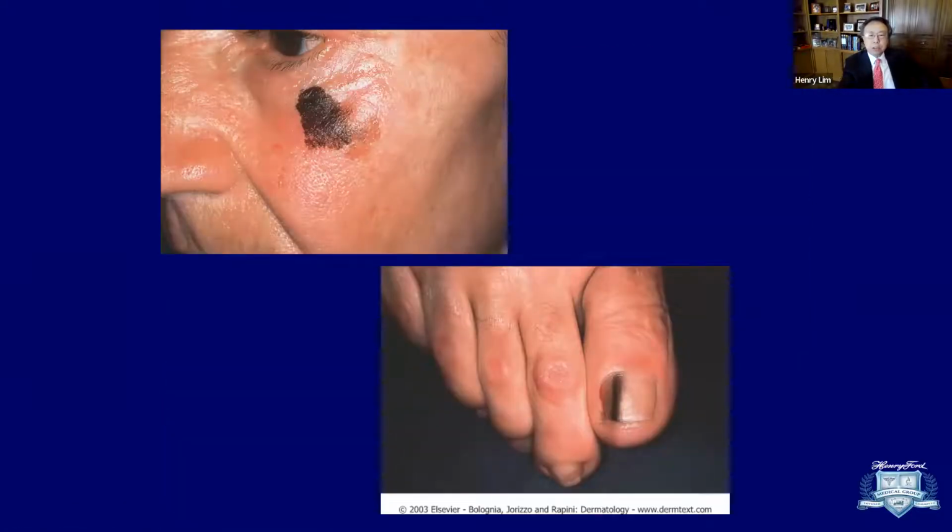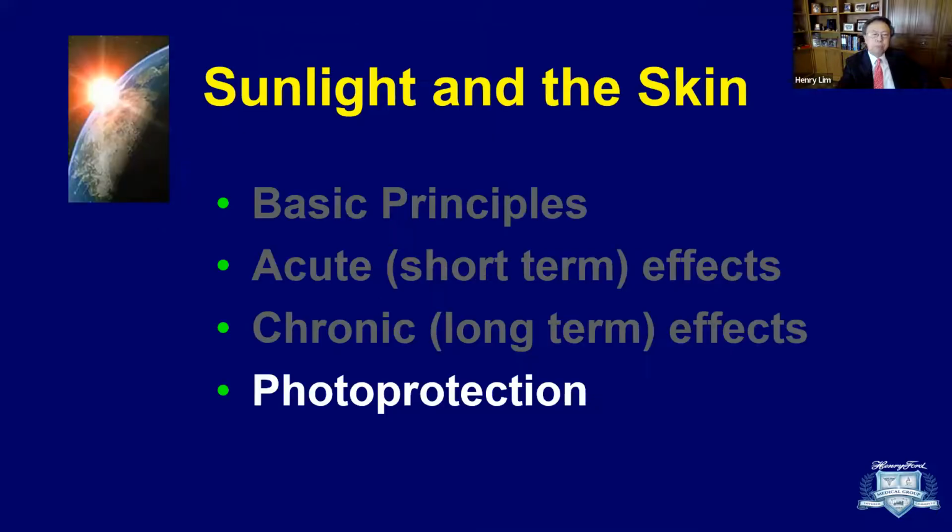This is another patient. I just want to highlight that melanoma can occur on the toe, or on a nail. So if you have a dark streak like this on a nail, it is definitely important to have a dermatologist take a look at that to make sure that it is not a melanoma.